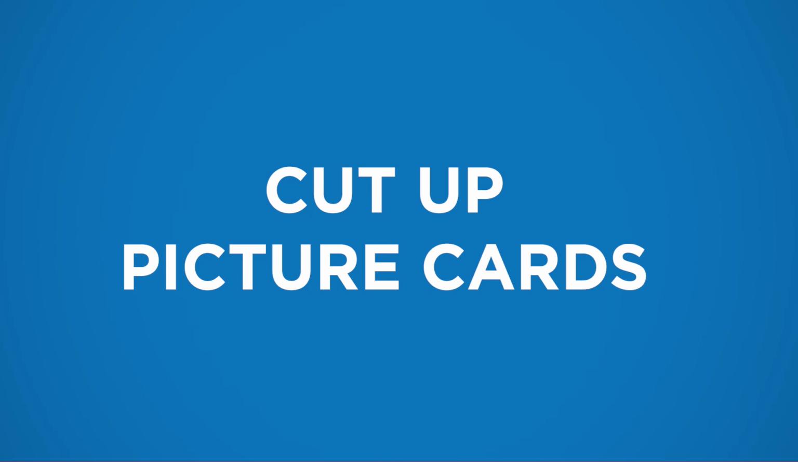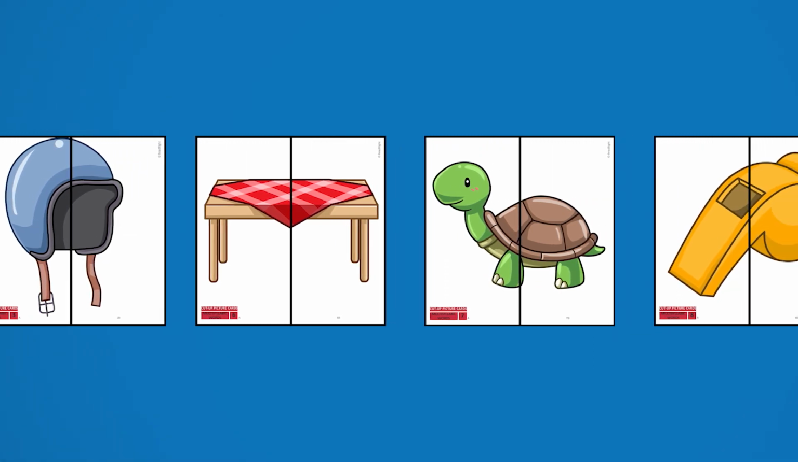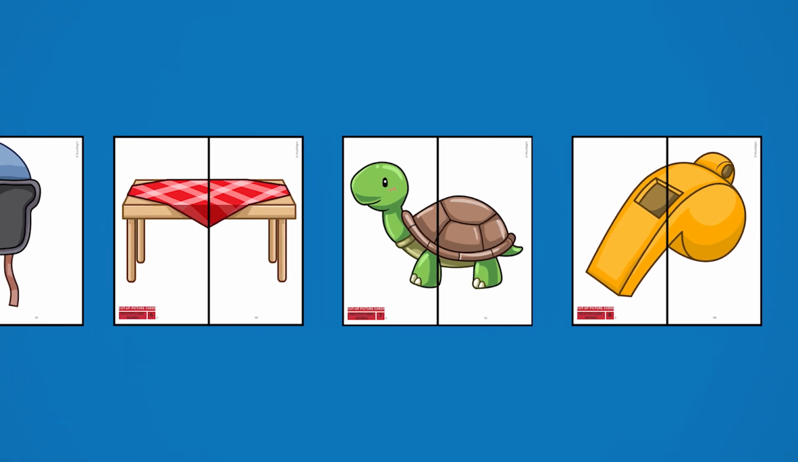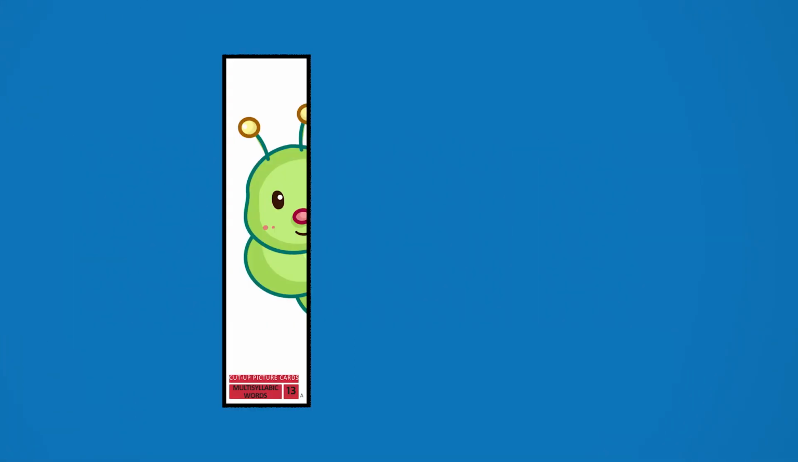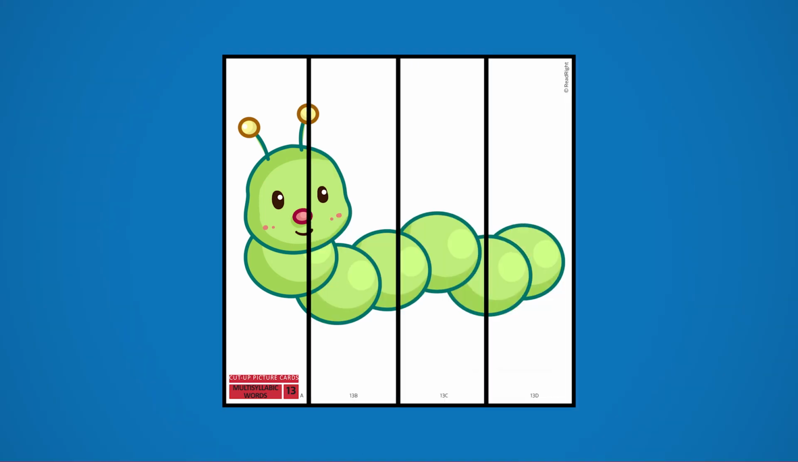Cut up picture cards. These are picture cards that are cut up into the same number of syllables as a word. These will be used to help students clearly understand concepts when they learn to blend, segment, and delete syllables. For example, cat, pill, caterpillar. Here, we blended to form a word.